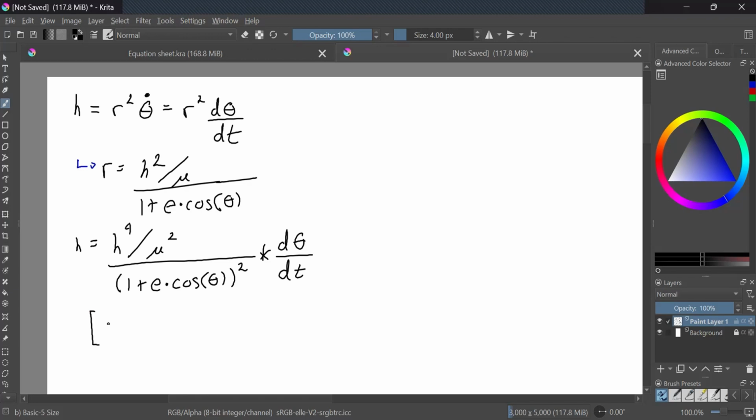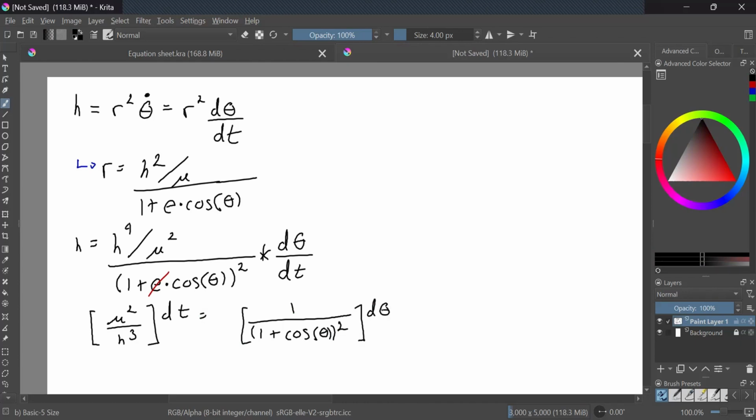That's going to look like mu squared over h cubed, differential of time, is equal to, I'm going to write this as a denominator, 1 plus e. And actually, instead of including that, remember, this is the parabolic equation. E is 1, so we can just get rid of that. The 1 is assumed. So we have 1 plus e cosine of theta, quantity squared, under 1. It's the differential of theta.